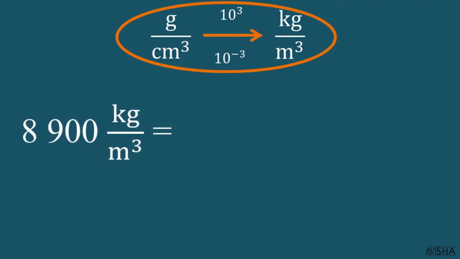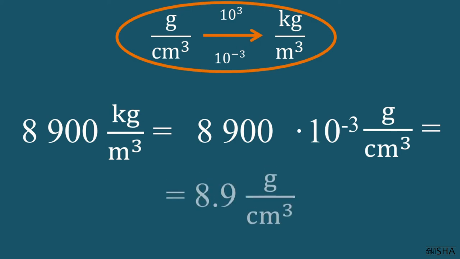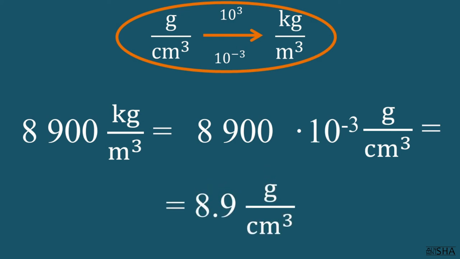Or convert 8,900 kilograms per cubic meter to grams per cubic centimeter. So, 8,900 need to be multiplied by 10 to the negative third power, and the answer is ready for us. 8.9 grams per cubic centimeter.